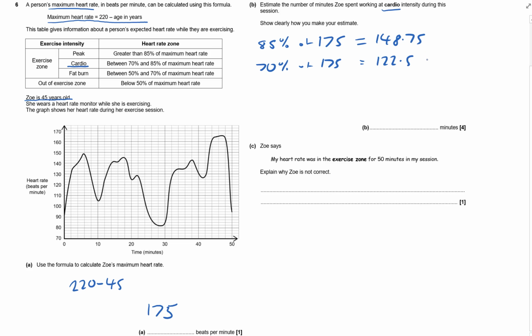I'm going to draw them on my graph because it shows I know what I'm talking about. 148, so nearly 150. Let's go across there, something like that. And the lower one's 122.5, so something like that. And we've got to estimate the number of minutes she spent working between those two lines.